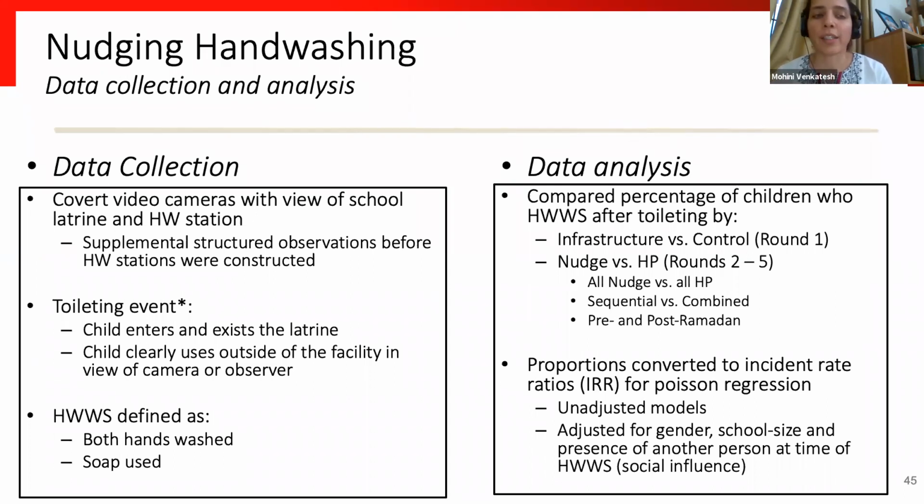A toileting event was described as when a child entered and exited the latrine and was in clear view of the camera. And hand washing with soap was defined as both hands being washed with soap. And we compared children in the infrastructure group versus the control group. We compared the hand washing behavior of children in the nudge group with the hand washing promotion group for all nudges versus all hand washing promotion. And we also compared the sequential intervention with a combined intervention of infrastructure and hygiene promotion or nudges.